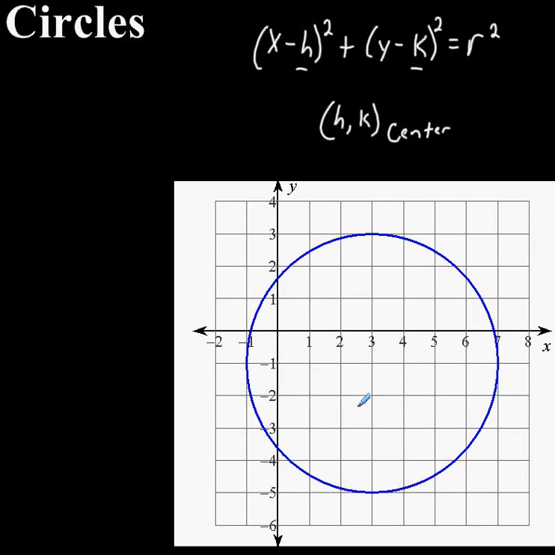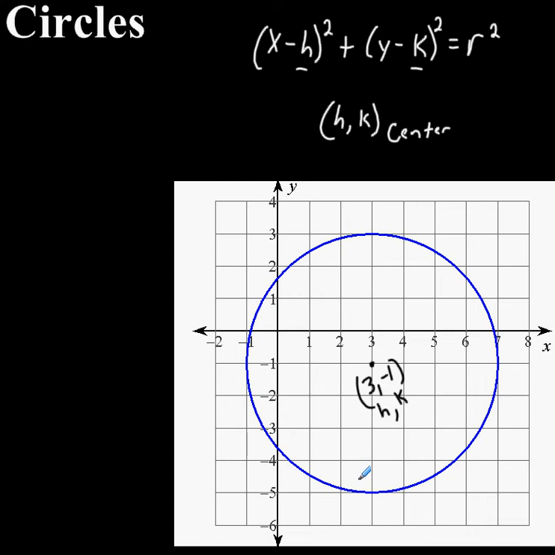Now what we have here is a circle right here in the center. So let's find the equation of this circle. The first thing we want to do is to find the center. The center, I believe, is right here, and that point is, let's see, (3, -1). That's the center, and in this case, that would be the h and the k.